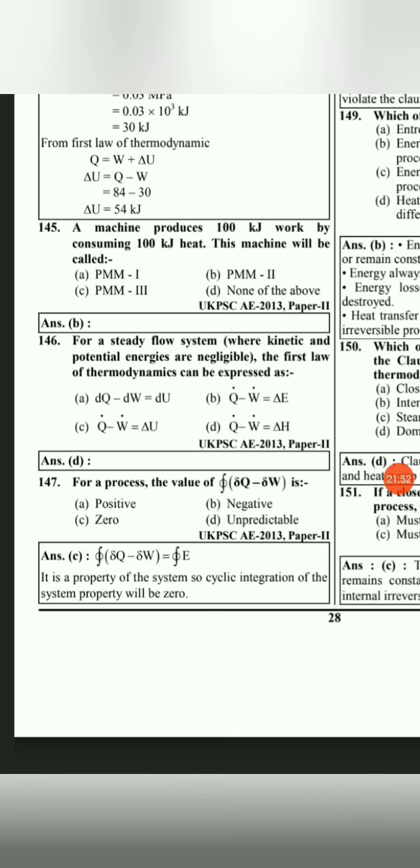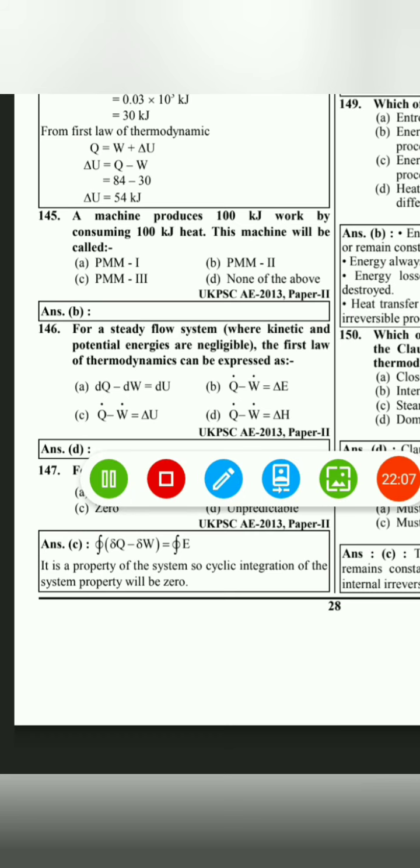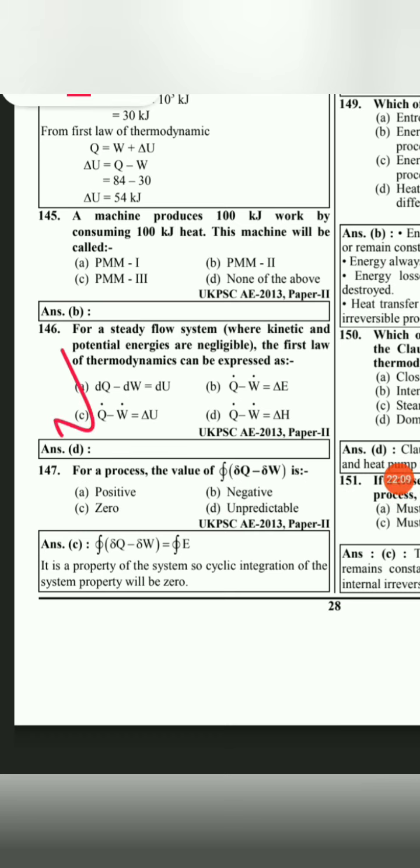So here the option is change in internal energy. Okay, so it is a property of a system, and the cyclic integration of a system property will be 0. So its value comes out to be 0 because internal energy is a point function, a property of a system. It is the difference of these two quantities, del q minus del w, and its cyclic integral comes out to be 0, as it is a property. So here option C will be the right answer.